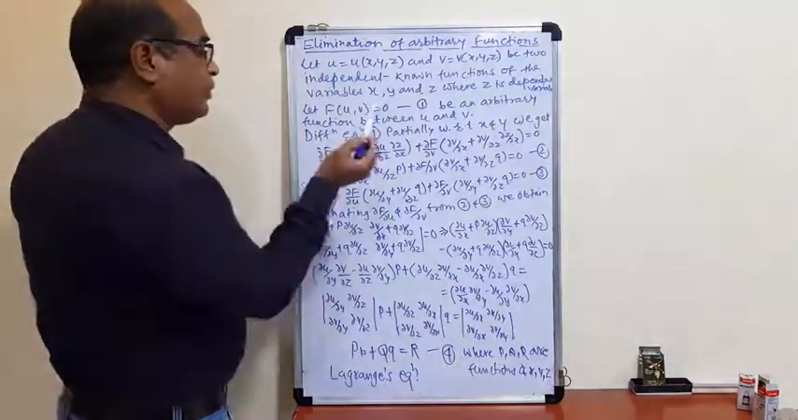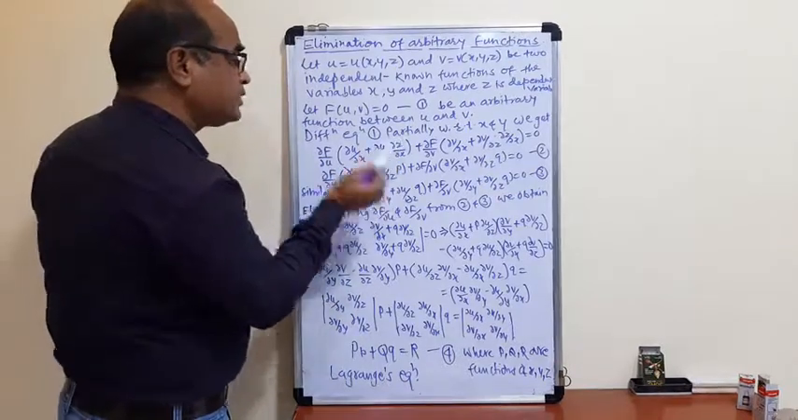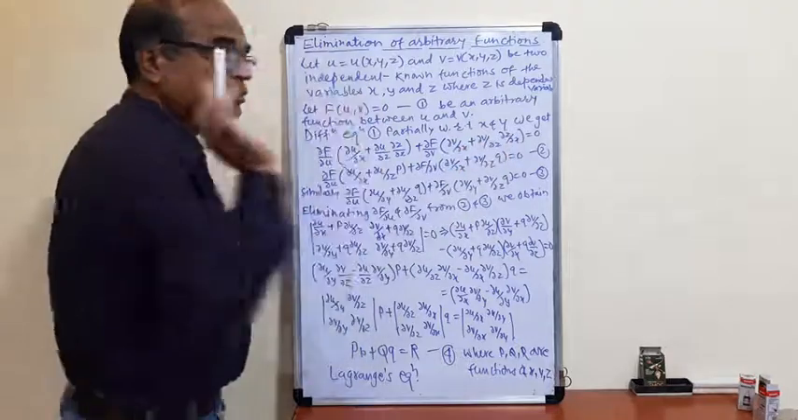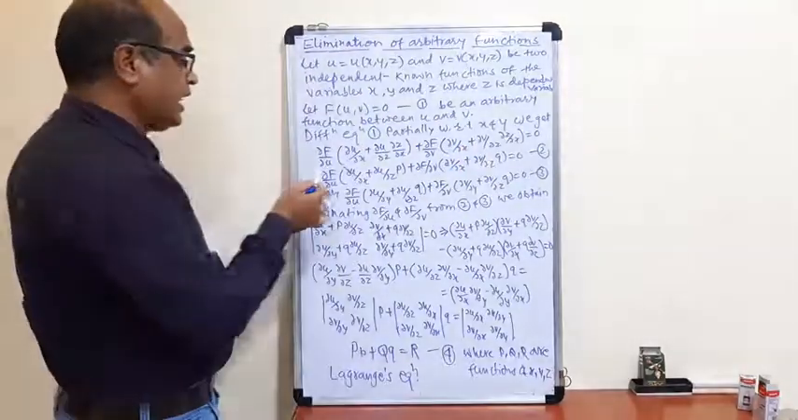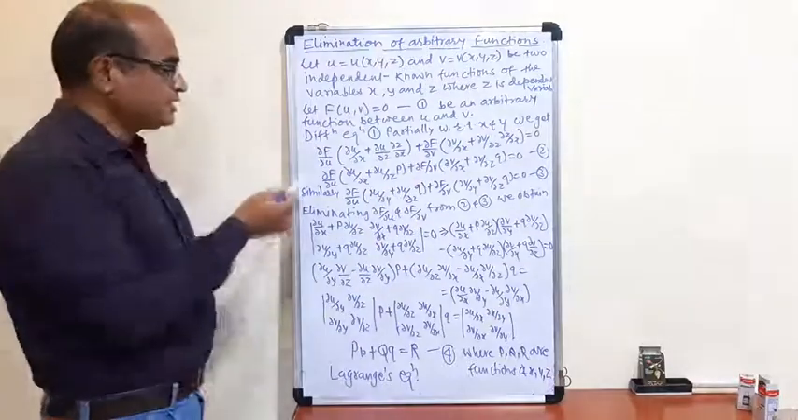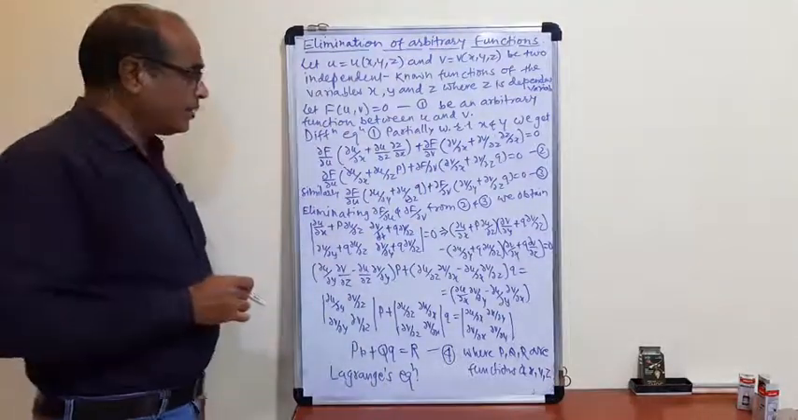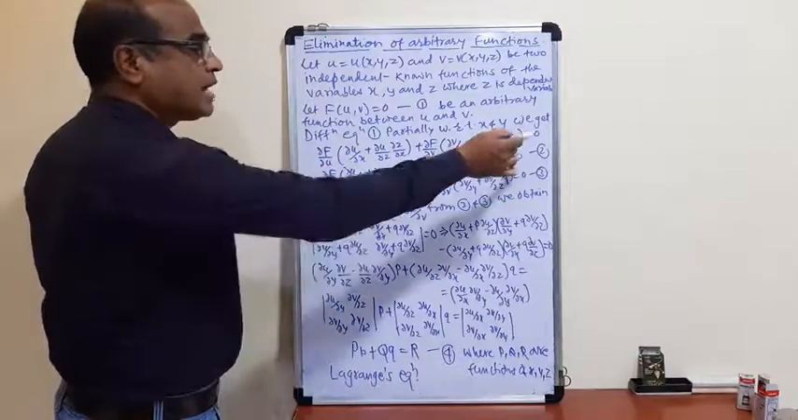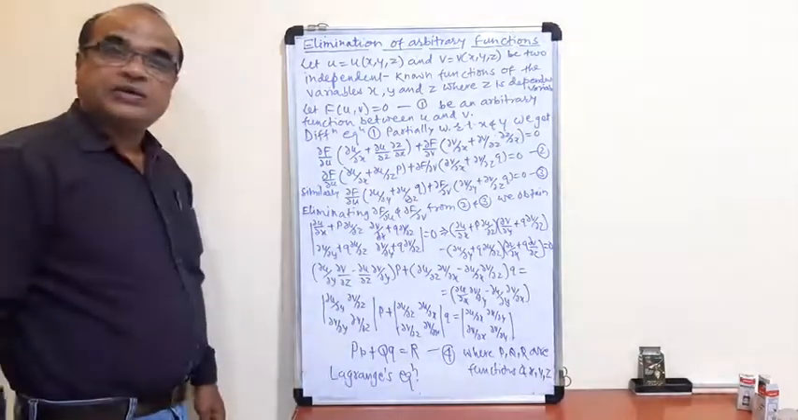So we put dou z by dou x equal to p and dou z by dou y equal to q as notations. So we get this equation, that is equation number 2 here. Very simple equation. Dou f by dou u into dou u by dou x plus dou u by dou z into p and so on. So this is equation number 2.